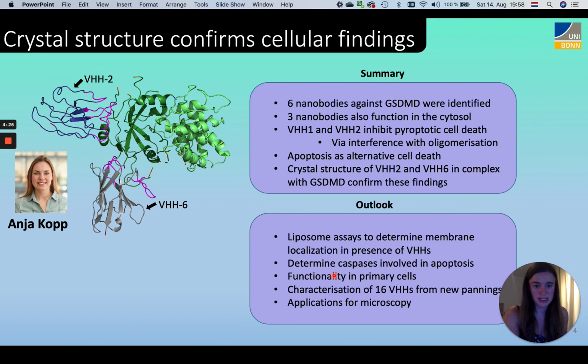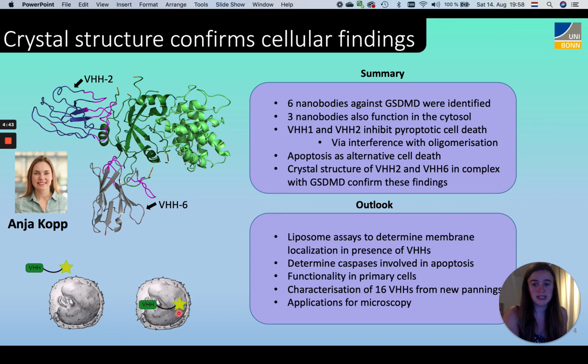in primary cells. Then in the meantime, we're still characterizing 16 new nanobodies to see if there are some interesting additional hits, and we are implementing them for microscopy, where we either add a fluorescently labeled nanobody to the outside of the cells, or we express them inside the cells with a fluorescent protein.